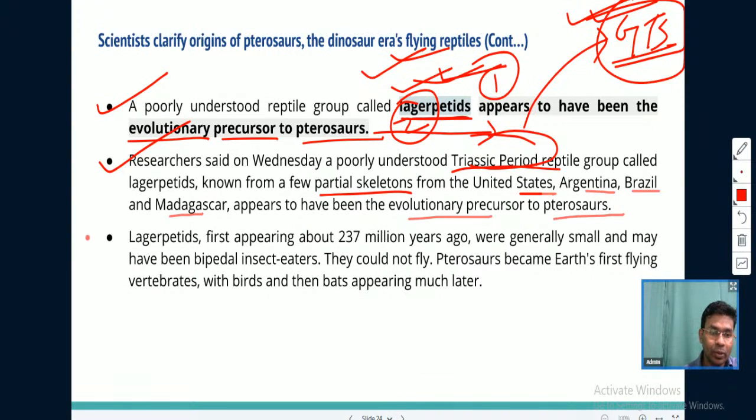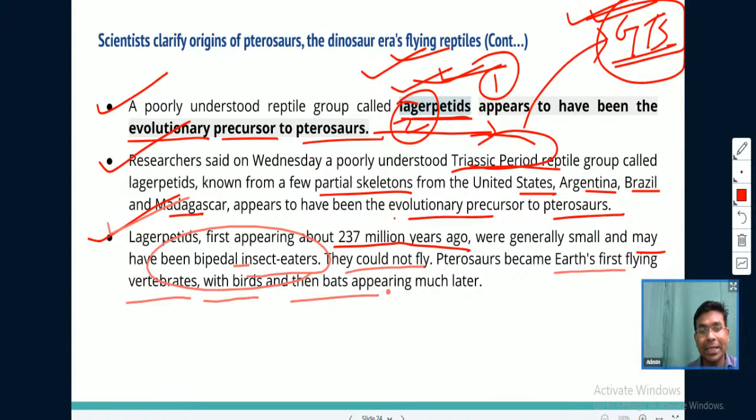Lagerpetids, first appearing about 237 million years ago, were generally small and may have been bipedal insect eaters. They could not fly, but pterosaurs became the earth's first flying vertebrates, with birds and then bats appearing much later. So these pterosaurs were the earth's first flying vertebrates. We will understand this particular scientific study in detail.